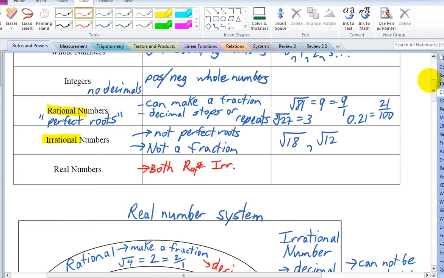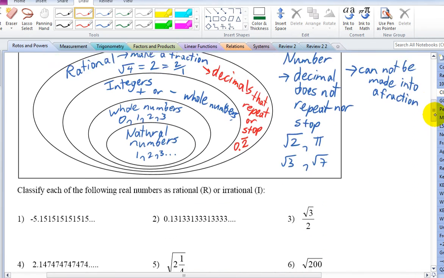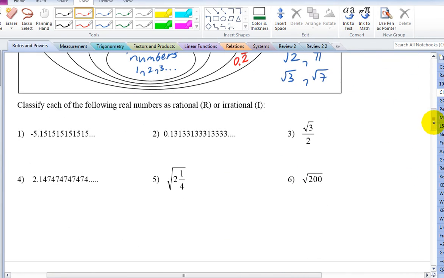All right, so let's have a little look here. Have a look at the number. Let's inspect it. Number 1, we're looking to see if it's rational or irrational. What do you guys think and why?